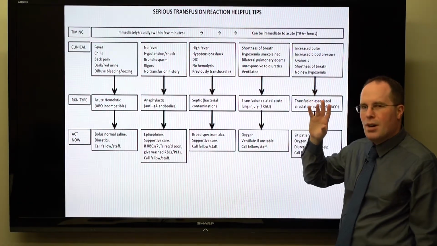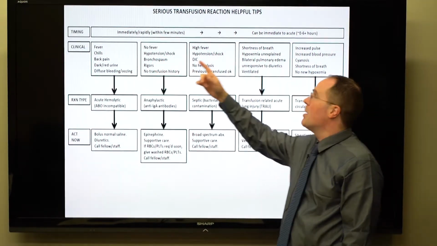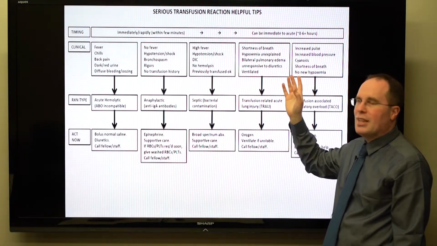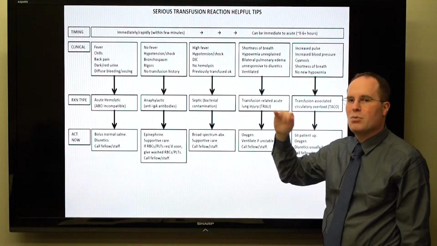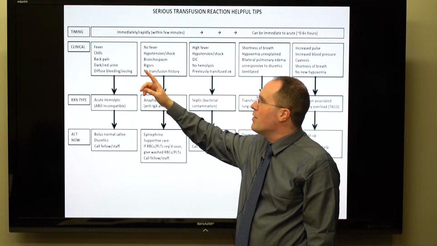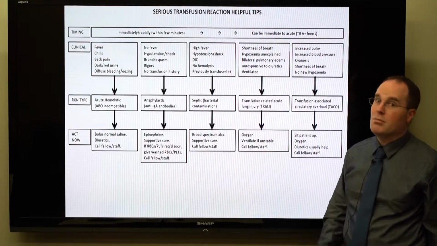This is rough, right? Some things that are on the left that we call immediately or rapidly sometimes take a little bit of time. Things that often happen later can happen right away. It's rough. So let's go through the first one. If we see fever and chills, back pain, dark red urine, diffuse bleeding and oozing, right?